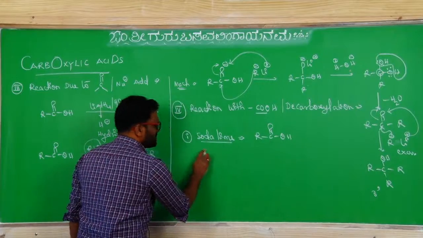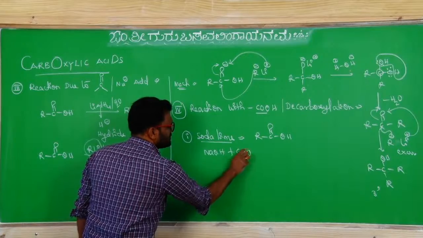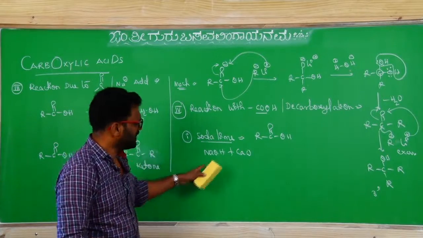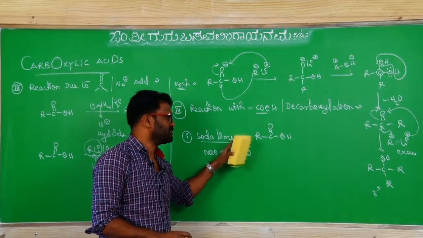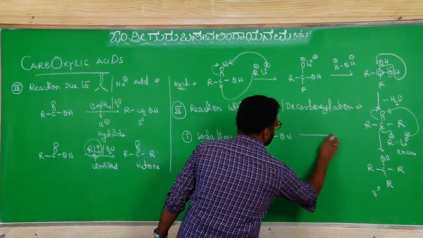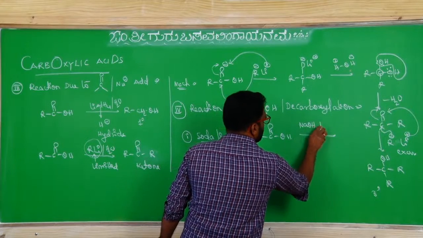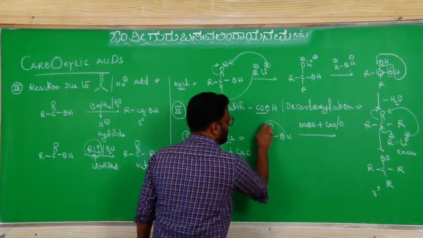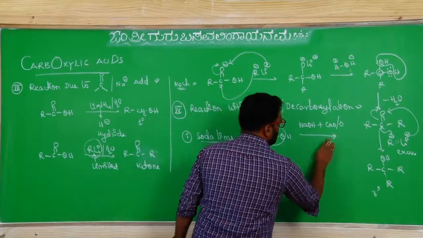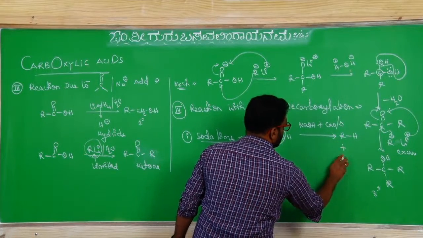Soda lime is a mixture of NaOH, sodium hydroxide, and calcium oxide. You have to take an excess amount of sodium hydroxide and calcium oxide. When you treat the carboxylic acid with soda lime and heat it, there will be decarboxylation. The result is RH plus carbon dioxide.